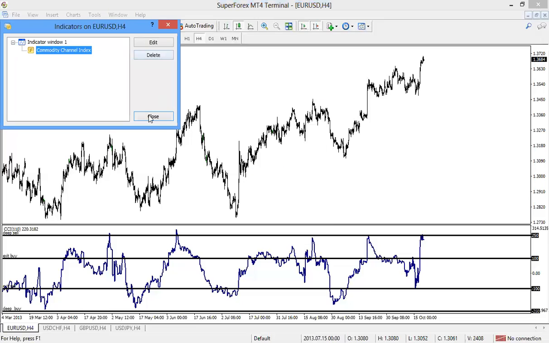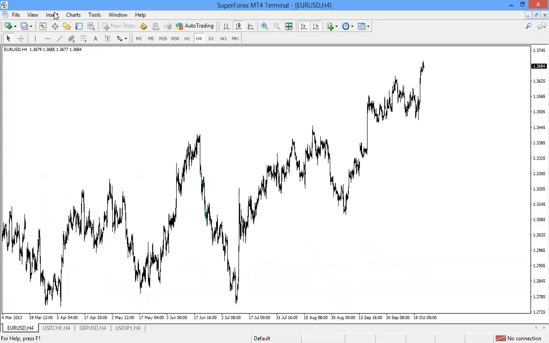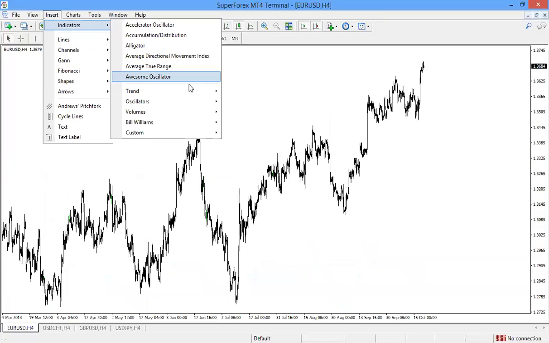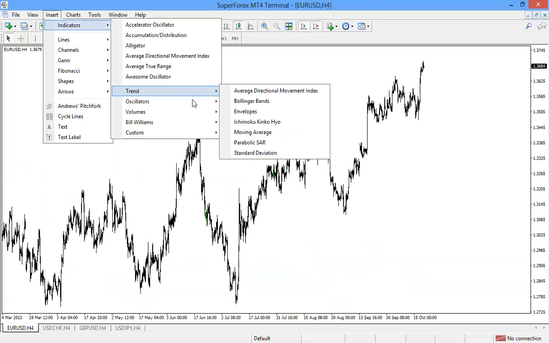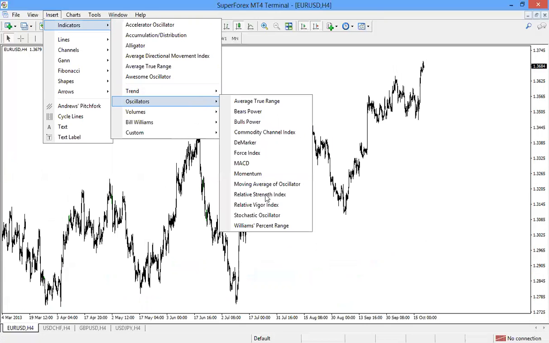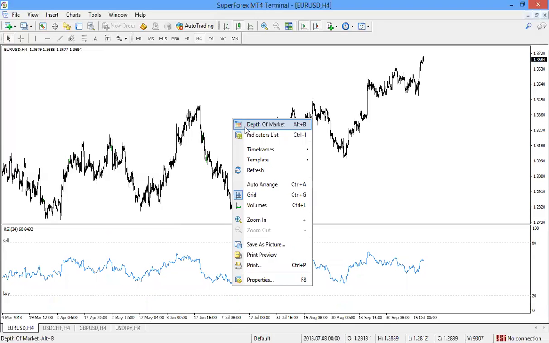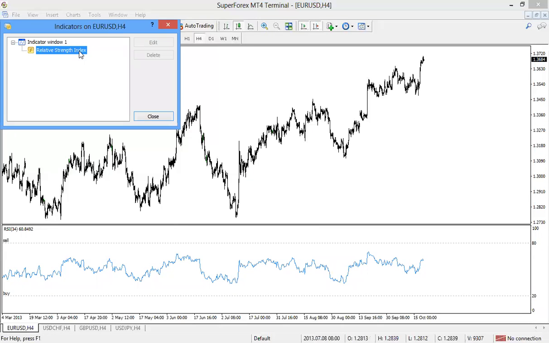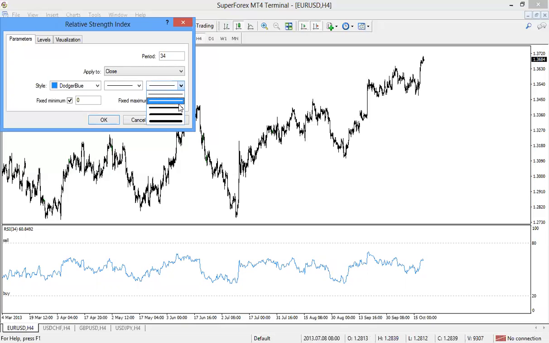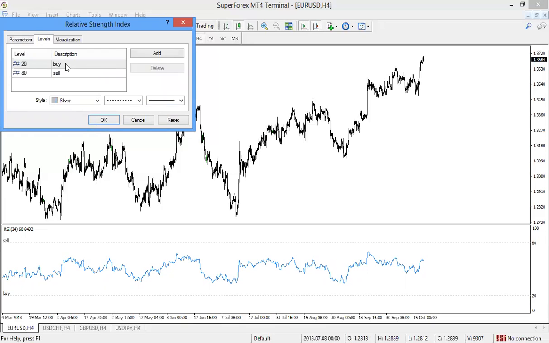We can move forward. Let us talk about another popular indicator that most people love to use. This one is called the Relative Strength Index, RSI. RSI is also a prophet. I believe in this man of God.